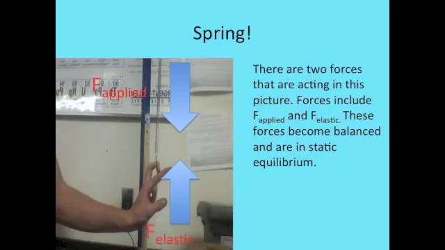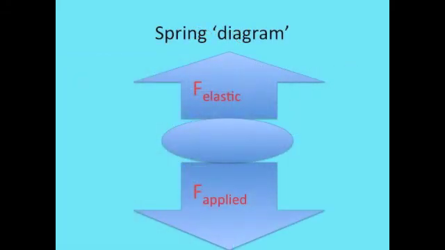Spring force. The spring I'm pulling down is force applied because I'm pulling it down, and the F elastic is the spring because it's stretching out, and they both equal up into static equilibrium. They're both equal, so elastic and applied are the same, making it all into static equilibrium.